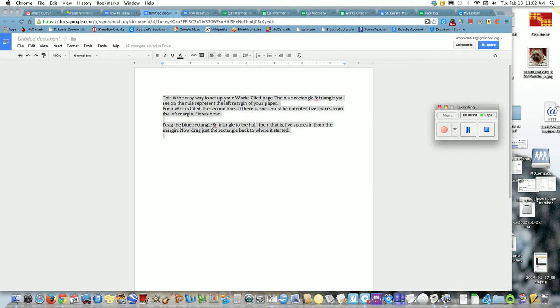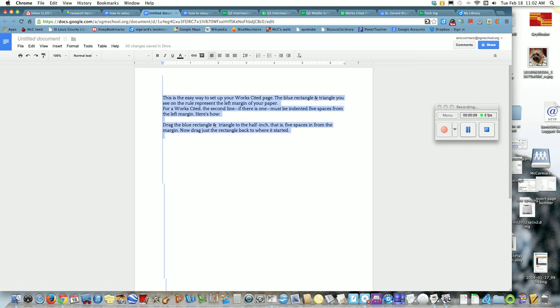Notice that right now the point of the triangle is where the white part of the ruler begins. We're going to take that and drag it halfway over to the numeral 1 on the ruler.